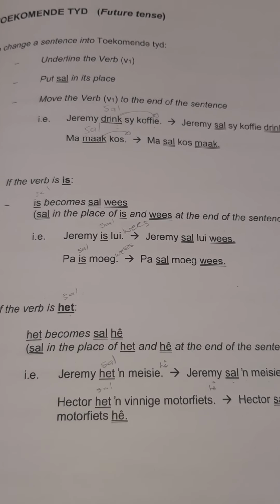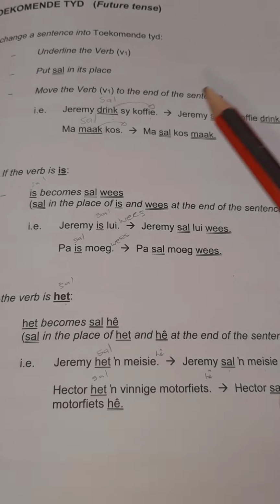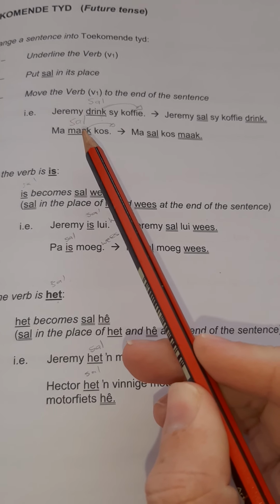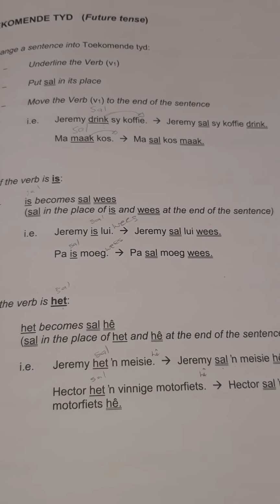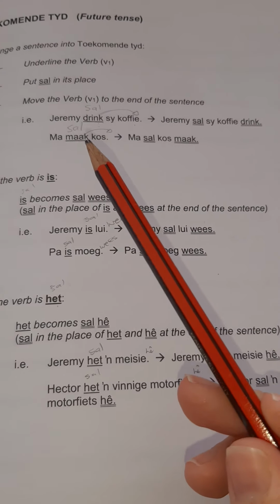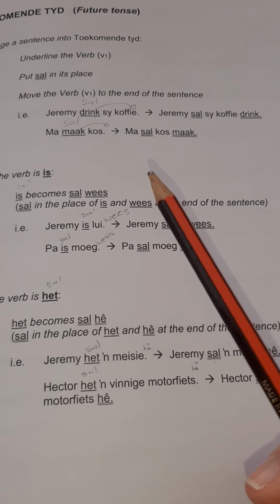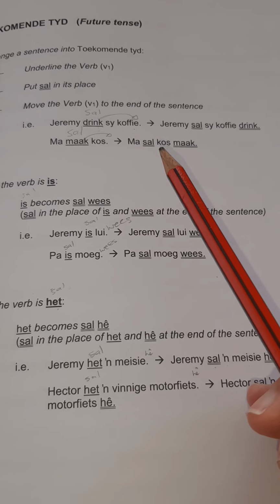Ma maak kos. Step 1, underline your verb. Put sal in its place. Take your verb to the end of the sentence. Ma sal kos maak.